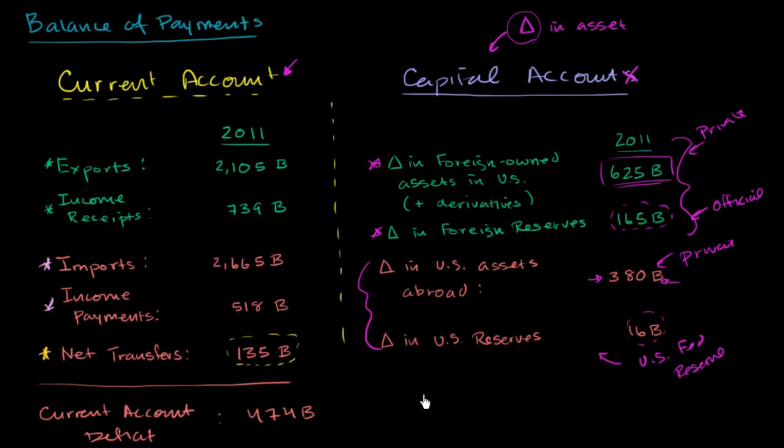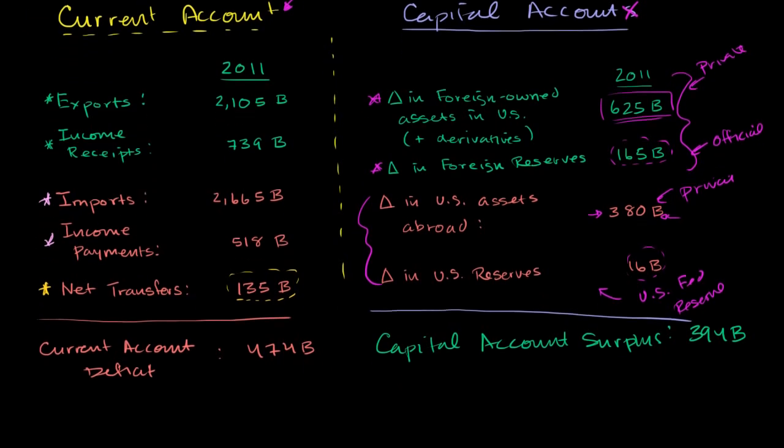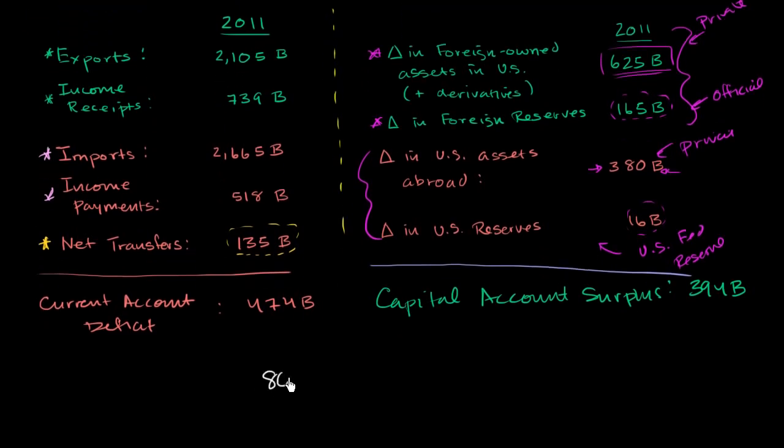Let me write that. So we end up with a capital account surplus of 394 billion. And so you see that these numbers are pretty close. And now I'm going to tell you something, and hopefully in future videos we'll understand why this is happening in a little bit more depth. But these numbers actually should have been the exact same thing, but we see that they're off by about 80 billion. So let me write this down. We have an $80 billion discrepancy.